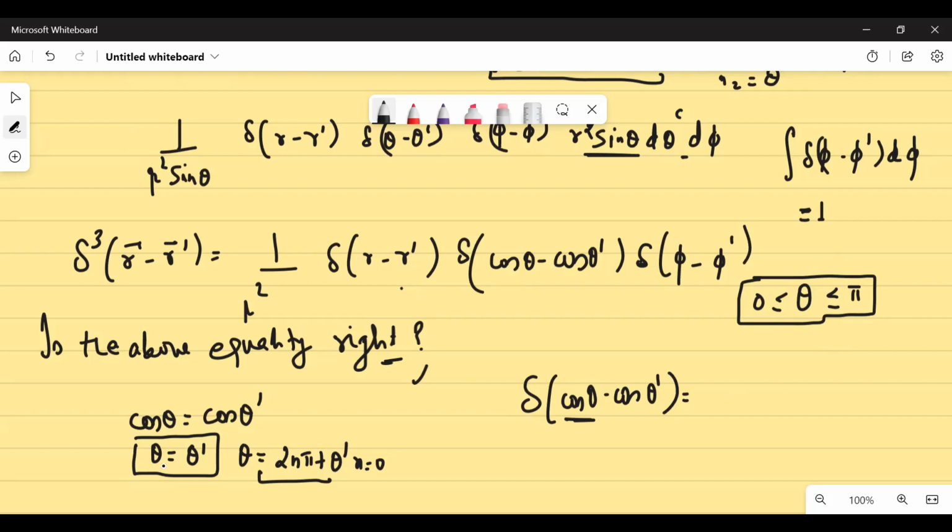So here I can write cos theta equals cos theta dash, and that implies my Dirac delta function, this argument will be 0 only if theta is equal to theta dash. Is that clear to you?